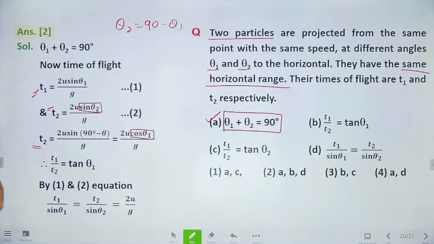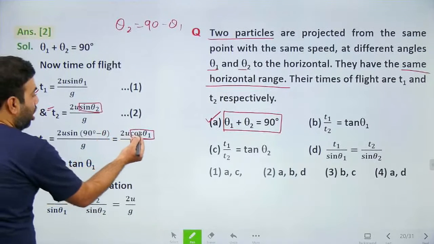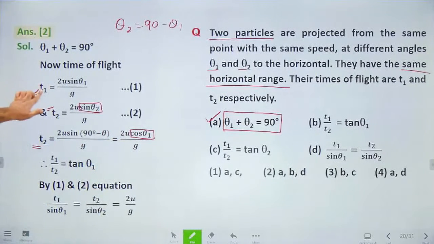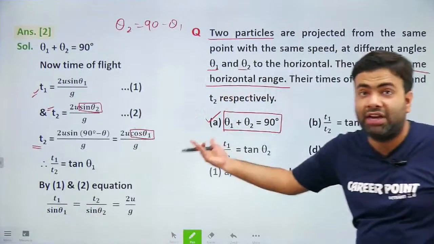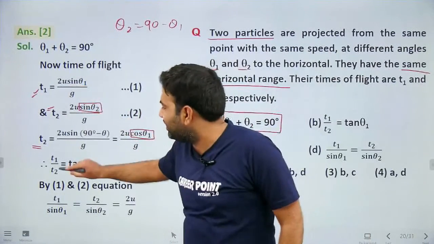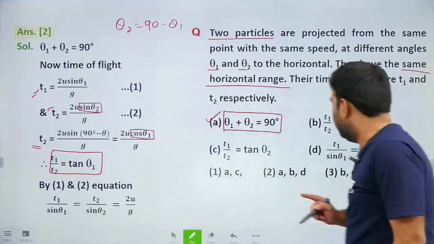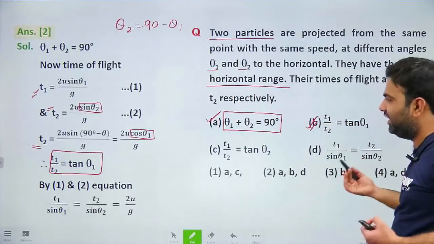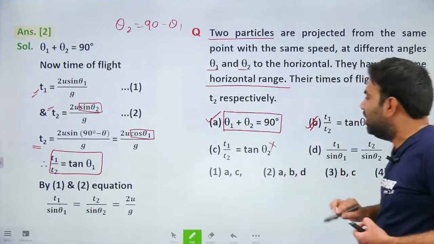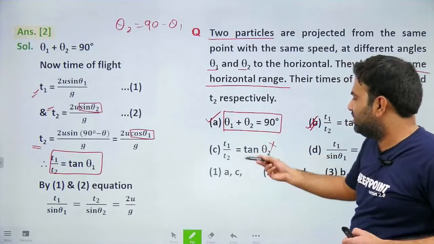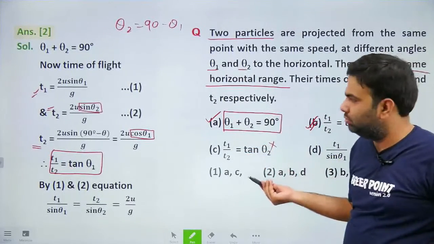So the time of flight for the second particle is 2u cos theta1 by g. For the first particle, it is 2u sin theta1 by g. For the second particle, it is 2u cos theta1 by g. So if you divide, you will get t1 by t2 is equal to tan theta1, not tan theta2. It is equal to tan theta1, so definitely it is not equal to tan theta2. T1 by t2, you can say it is 1 by tan theta2.